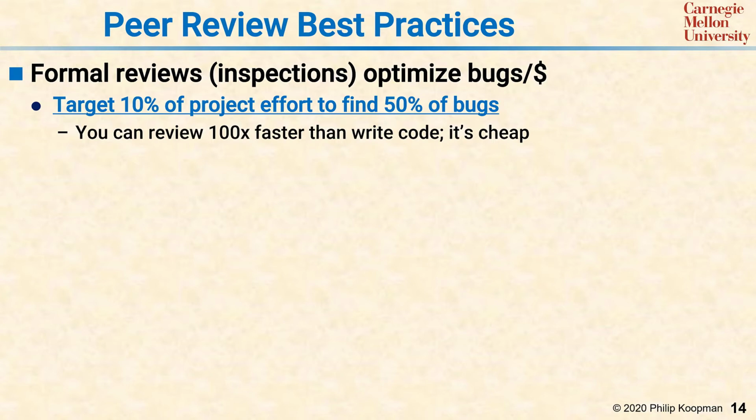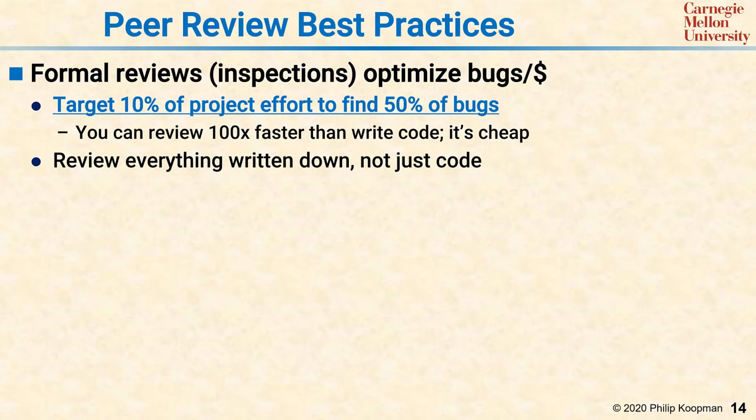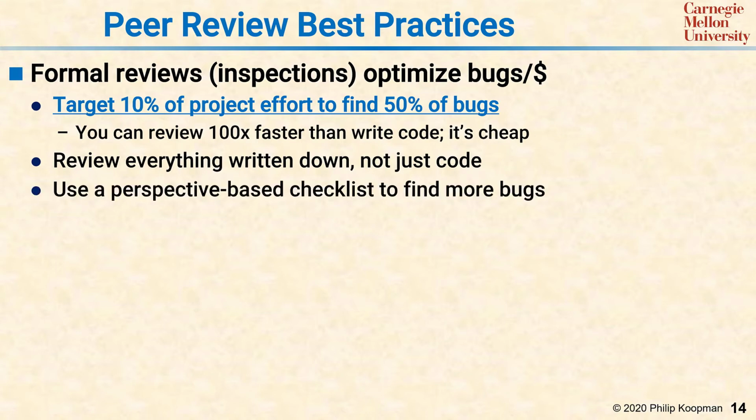Make sure you review everything that is written down, not just the code. This will find the majority of defects before the code is even written because you're reviewing things before you write code. That will reduce cost and reduce schedule uncertainty. Use a checklist and perspective-based reviews to find the most bugs.